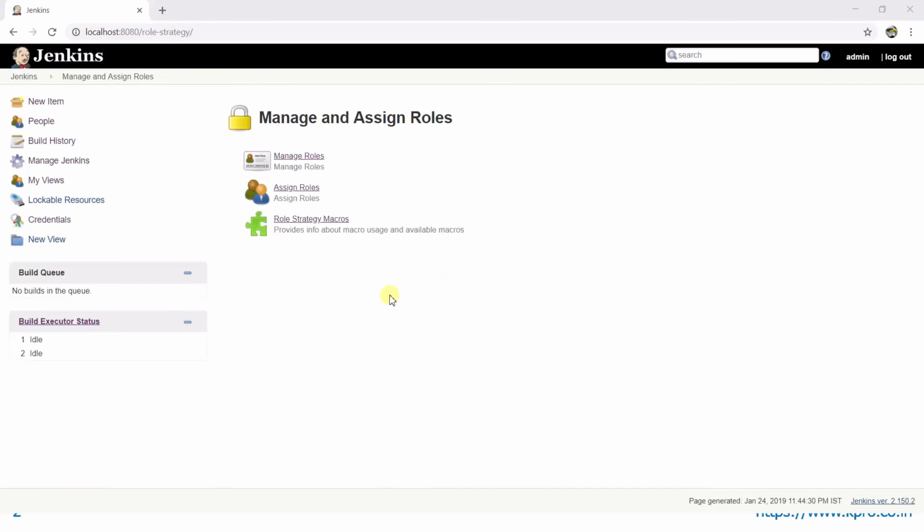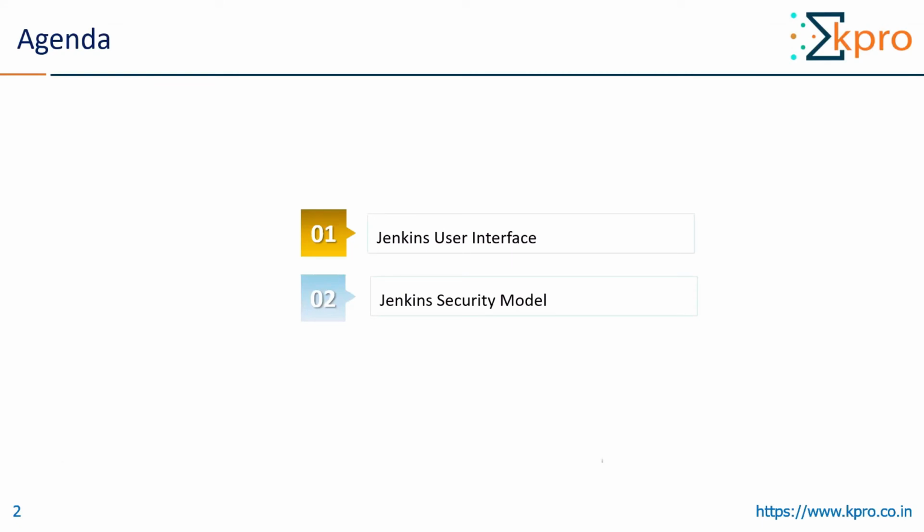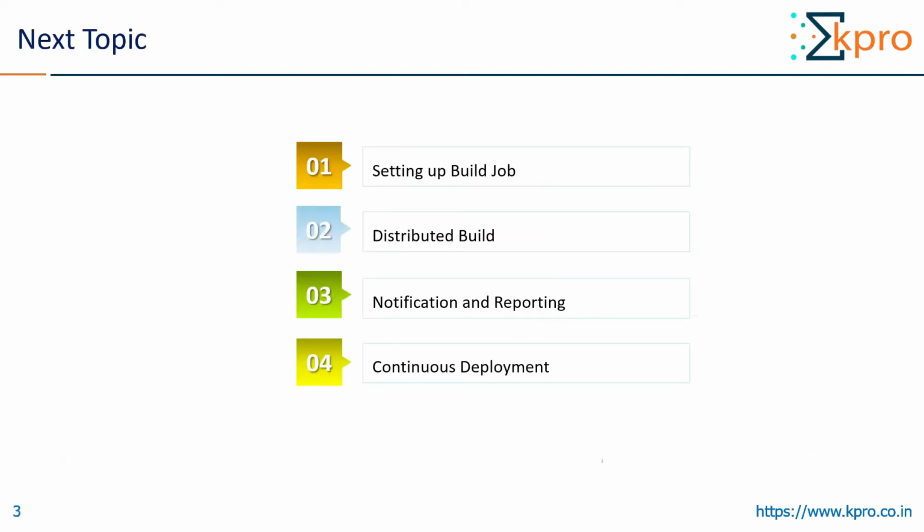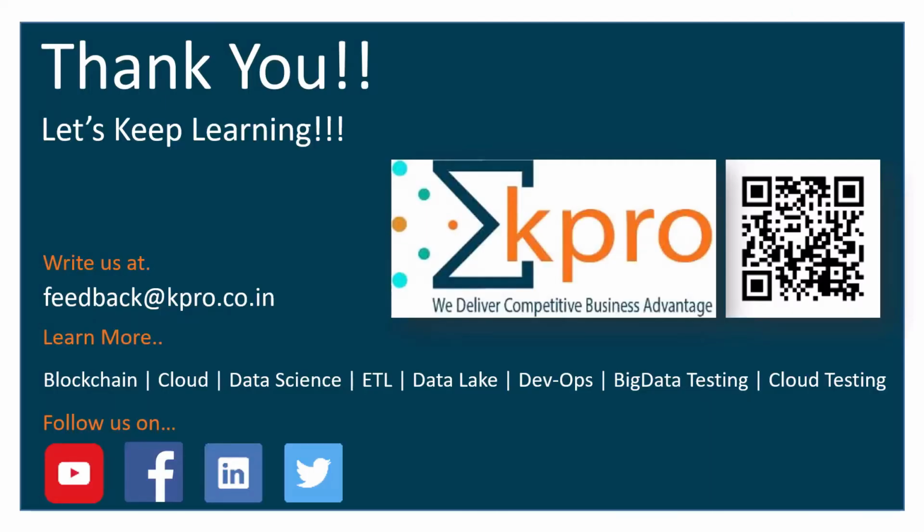And that's all from today's session. I have shown the Jenkins user interface and then we created a user and saw how a plugin can be installed and user roles can be assigned. In the next video, I will explain how to create a build and distributed build, notification and reporting, and continuous deployment.